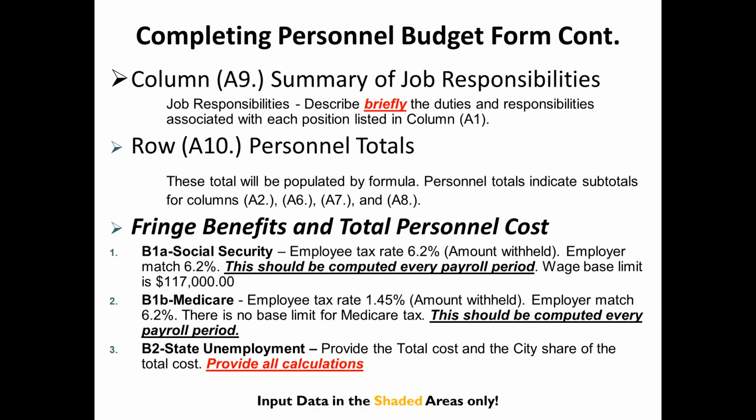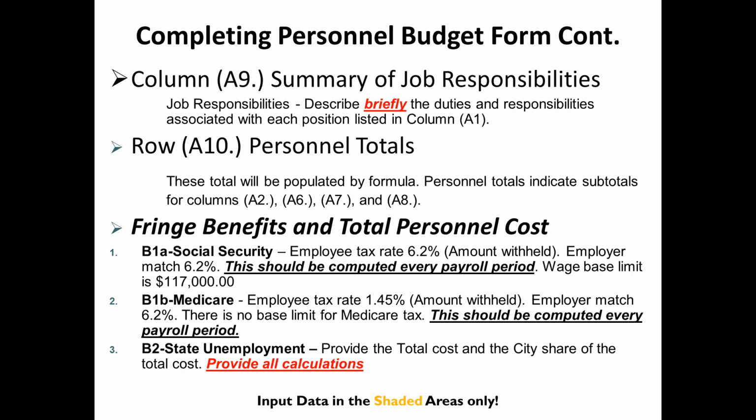And then finally you have row A10, which is personnel totals. These totals will be populated by formula. Personnel totals indicate subtotals for columns A2, A6, A7, and A8. Now once we have completed listing all of our positions that are required for the completion of the program, the next step will be to complete the fringe benefits associated with those positions.